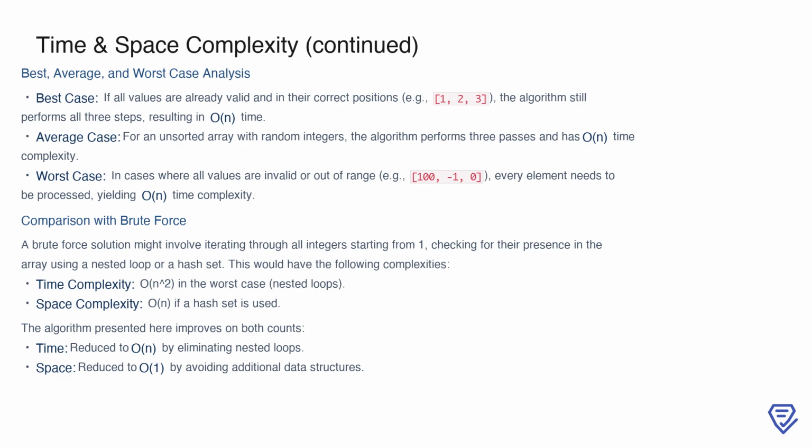Comparing this to a brute force solution, which might involve nested loops to check each integer starting from 1 for its presence in the array, the brute force approach would have a time complexity of O(n squared) in the worst case, and if a hash set is used, it would have a space complexity of O(n). Our algorithm improves significantly on both fronts, reducing time complexity to O(n) by avoiding nested loops and space complexity to O(1) by eliminating the need for extra data structures.